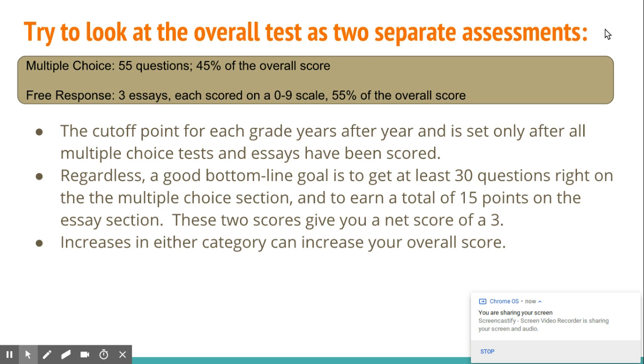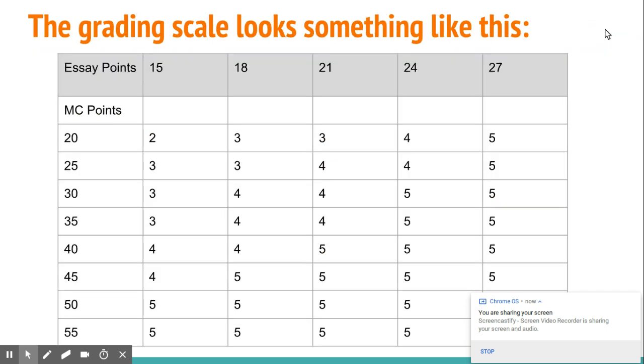So the cutoff point for each year, as I mentioned before, is set only after every single test comes in. Regardless, a good bottom line goal is to get at least 30 questions right in the multiple choice section and to earn a 5 on each of your essays to earn a total of 15 points on the essay section. That's going to pretty much guarantee that you get a 3 on the overall AP score. And then just increasing in any of those categories can increase your overall score to hopefully a 4 or a 5. Here's what the grading scale looks like, and I'll explain it a little bit more.